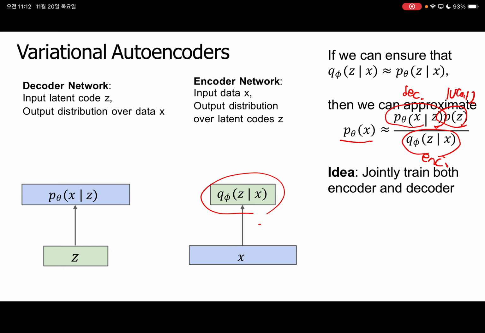So the encoder network takes input data X and outputs a distribution over latent code Z. Then we sample Z, and from the sampled Z we can reconstruct the input data using the decoder. Its input is latent code Z, and its output is a distribution over data X. And then we can train both the encoder and decoder jointly.